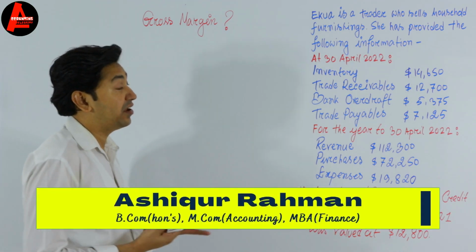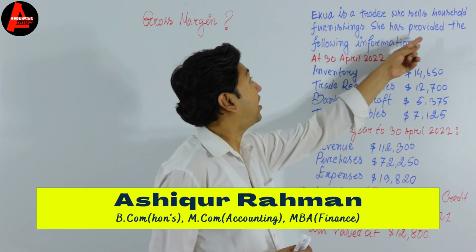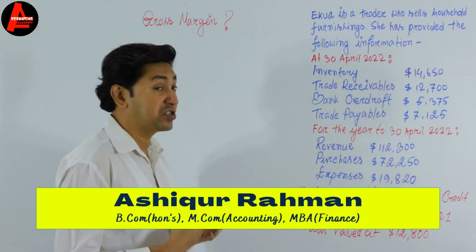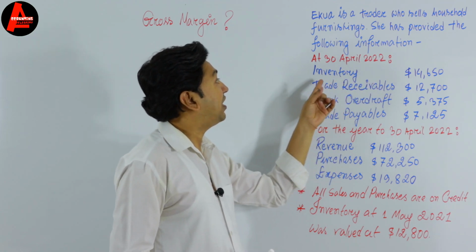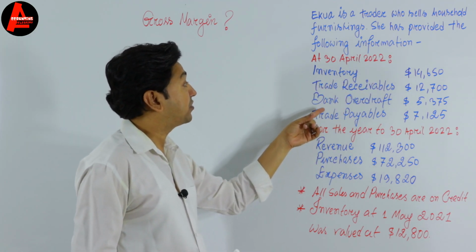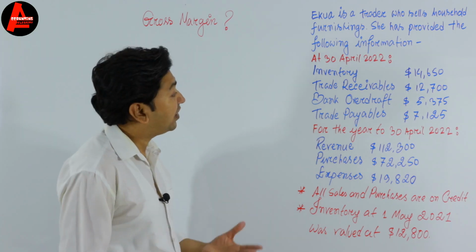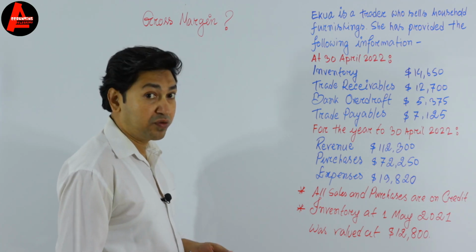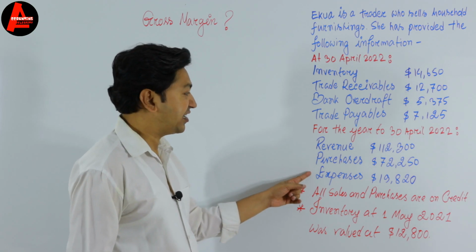Okay. So let us look at here first of all. Ikwa is a trader who sells household furnishings. She has provided the following information. At 30 April 2022, she has inventory, trade receivables, bank overdraft, and trade payables. For the year to 30 April 2022, there's some more information. Here sales revenue, purchases, expenses.